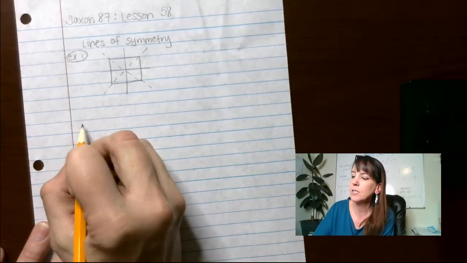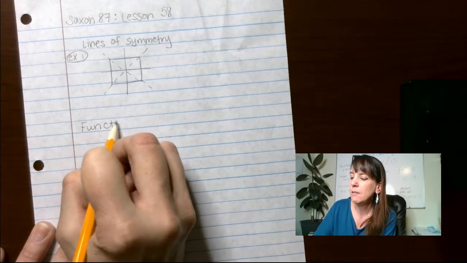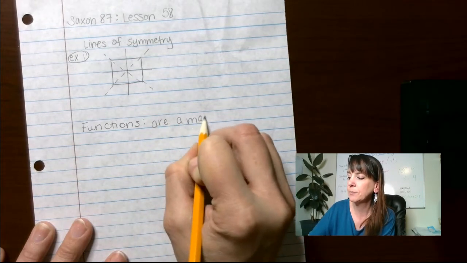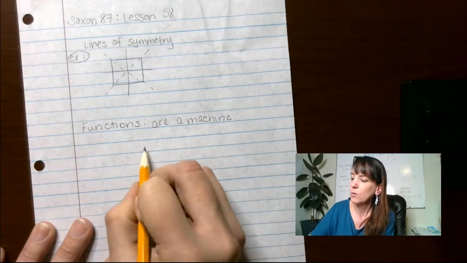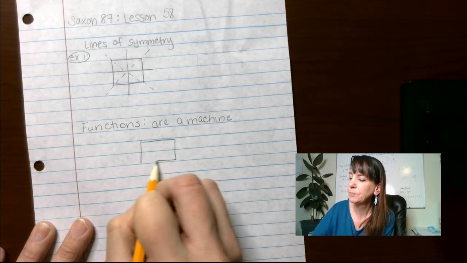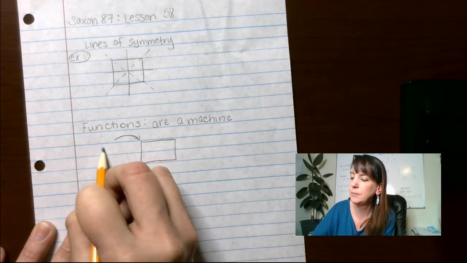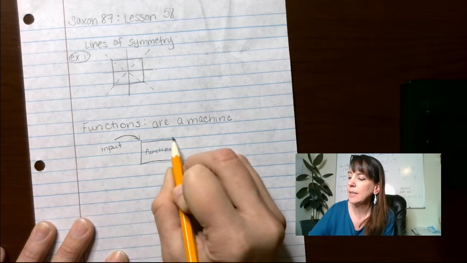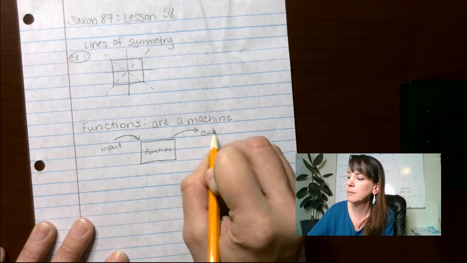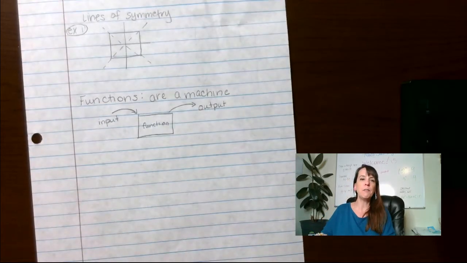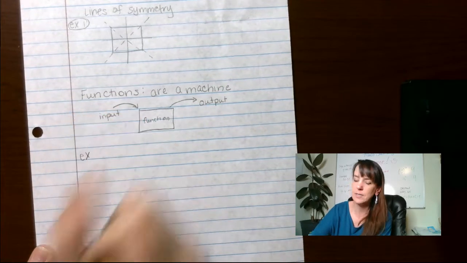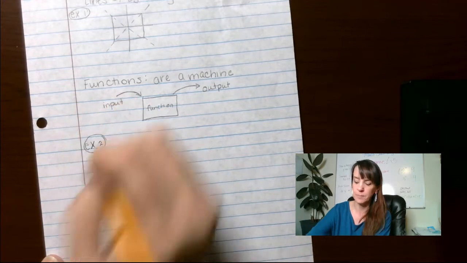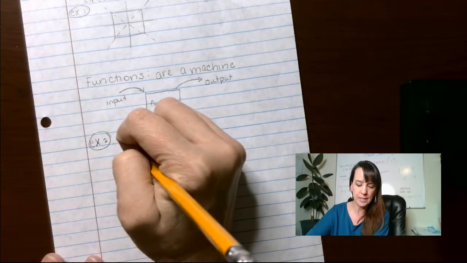In the meantime, we're also going to talk about functions. Functions are a machine where we put something in, and we call that the input, and we get our function here, and we get something out, our output. Okay, so for right now, our next example, we're gonna stick pretty basic until we get into some more algebra next year. But for right now, here's a good example that it has.